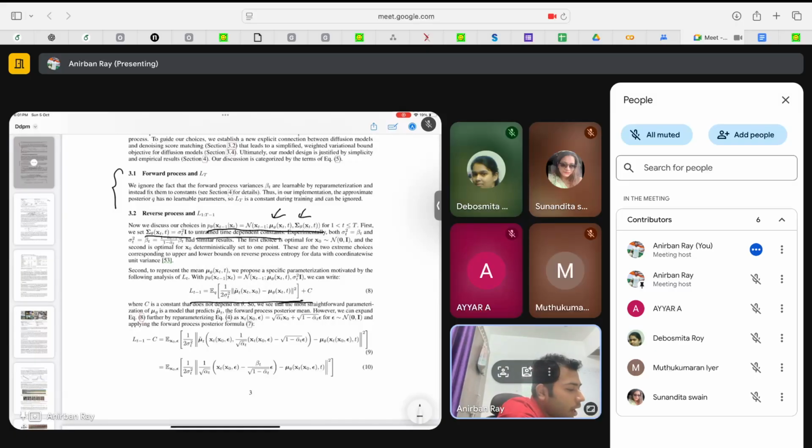Experimentally, they try sigma t squared equals beta t. Another option is sigma t squared equals a different value, used in place of beta t. So there were two values of sigma t they tried. That's how it is.